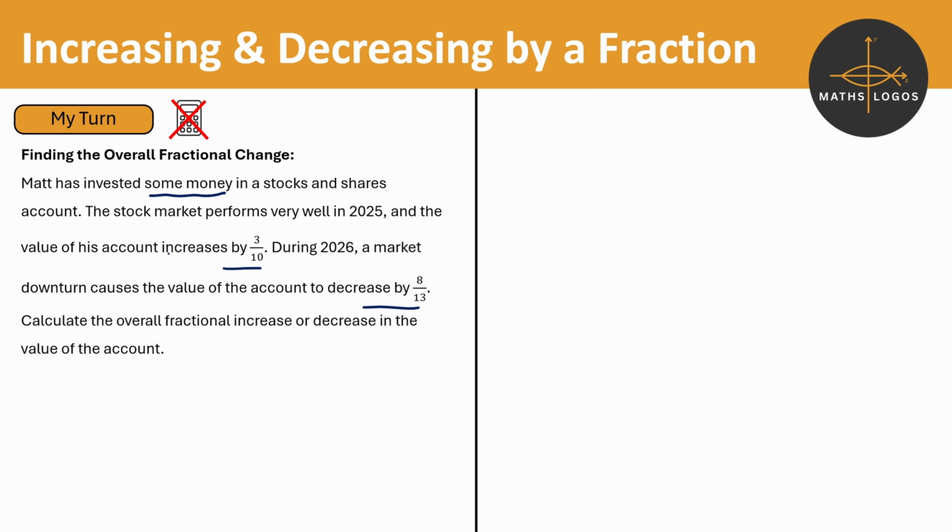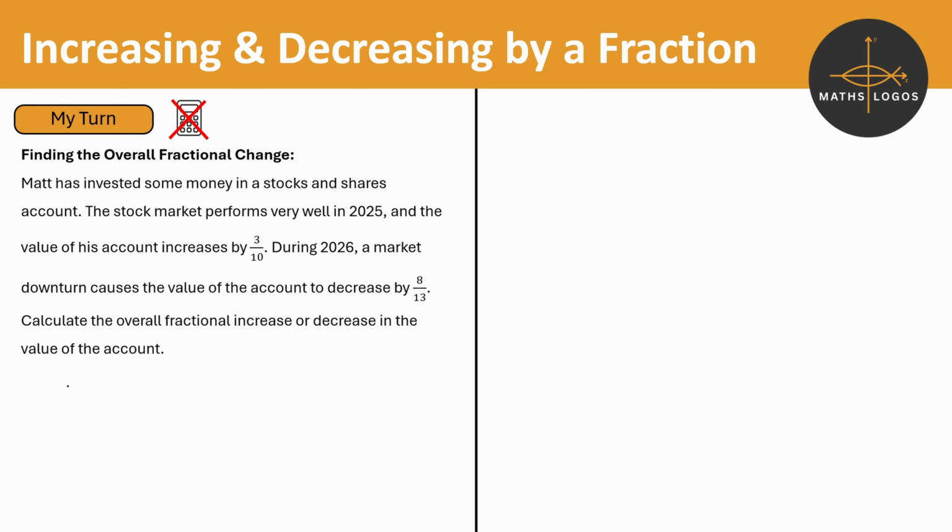So let's look at this first one. His account has increased by 3/10. We want to work out what fraction represents a 3/10 increase. It wouldn't be multiplying by 3/10 because, of course, that wouldn't actually increase a value by anything because that number is not greater than 1.